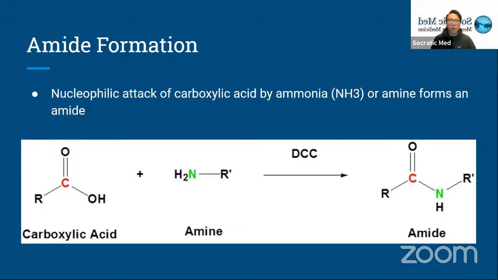And next, I'm going to go over how to form an amide. For amide formation, what happens is ammonia, NH3, or an amine attacks a carboxylic acid and forms an amide. As you can see on the bottom, the carboxylic acid, when reacted with an ammonia molecule or an amine, is able to form this structure on the right called an amide. So this is how to form an amide via a carboxylic acid, and this is through nucleophilic acyl substitution.